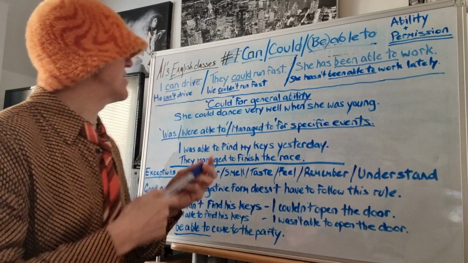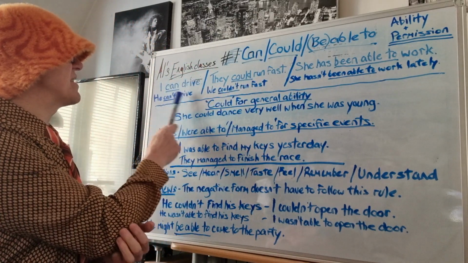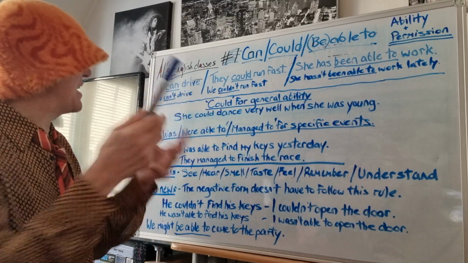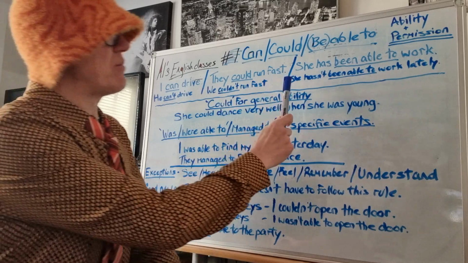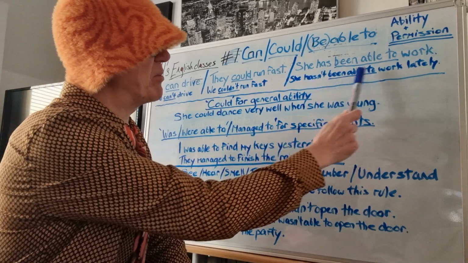Let's look at the negatives first. He can't drive. That's the negative form of I can drive or he can drive. We couldn't run fast. Very simple. She hasn't been able to work lately.